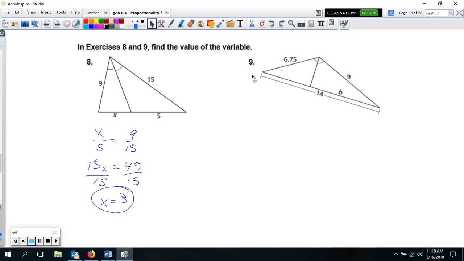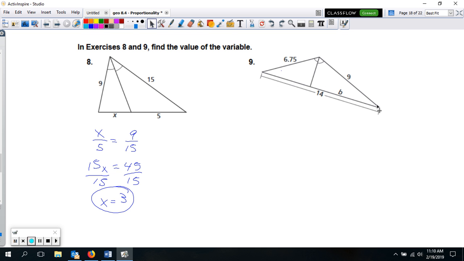Now number 9 is a little more challenging because it gives us b right there, but it doesn't give us this piece right here. So here's our bisected segment. There's the angle that's bisecting right there. You can see the two congruent marks showing that this is where it's bisected. Here's the segment that it's cutting into two halves.